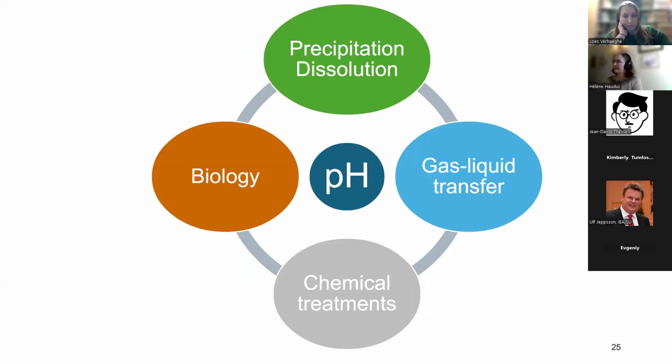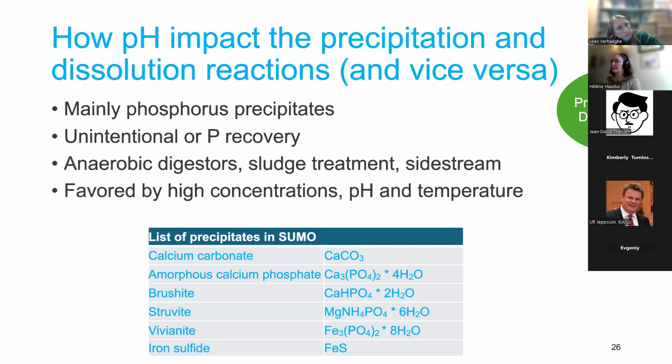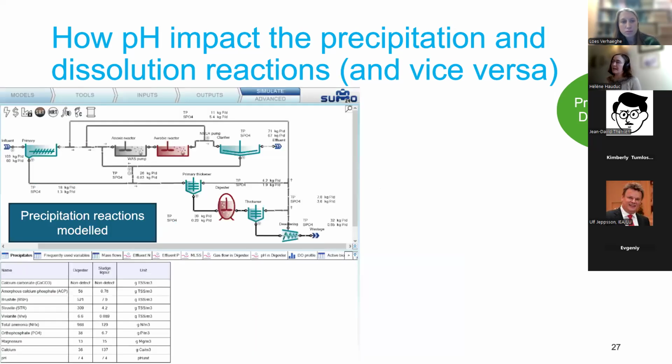And so, as Kimberly showed already, this speciation of the different species will eventually lead to some precipitation or dissolution. In wastewater, it's mainly phosphorus precipitates that will occur, in the context of anaerobic digesters, sludge treatment, or side stream. It may be unintentional or for phosphorus recovery. And it's favored by high concentration, pH, and temperature, as already mentioned.